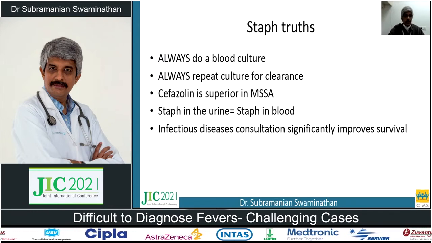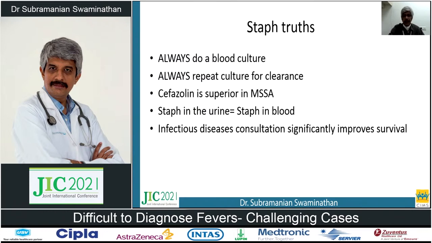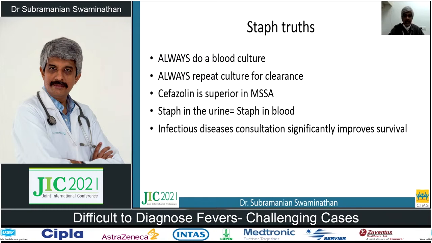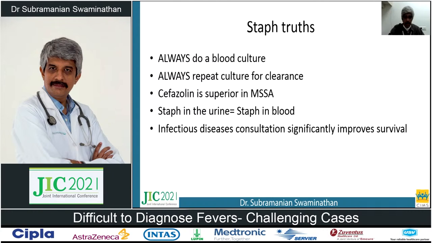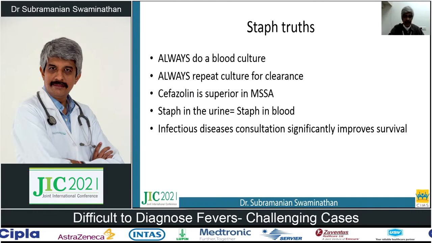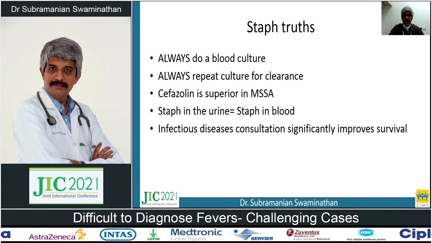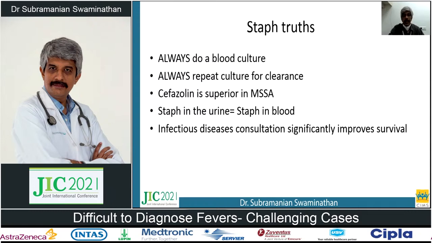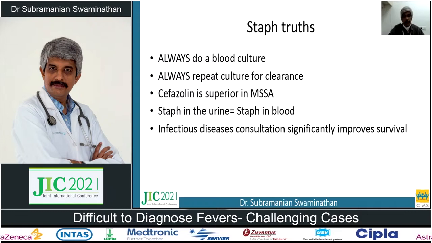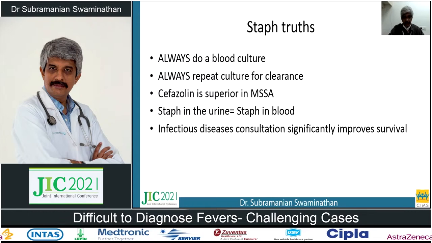In staph, always do blood cultures. Be very generous about doing blood cultures. Whenever you see staph somewhere, I'm not talking about skin and soft tissue infections, other than that, anywhere you find staph inside the body, do a blood culture, because bacteremic staph aureus is handled very, very differently. If you have staph in the blood, always repeat blood cultures to see when you're clearing it. Because the longer the duration of staph in the blood, the more likely you are to have endocarditis, and the more likely you are to seed somewhere and cause a secondary metastatic infection.